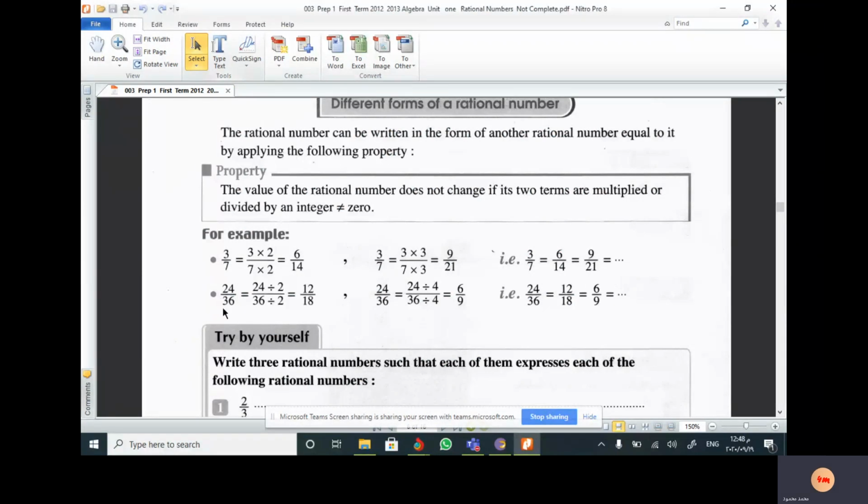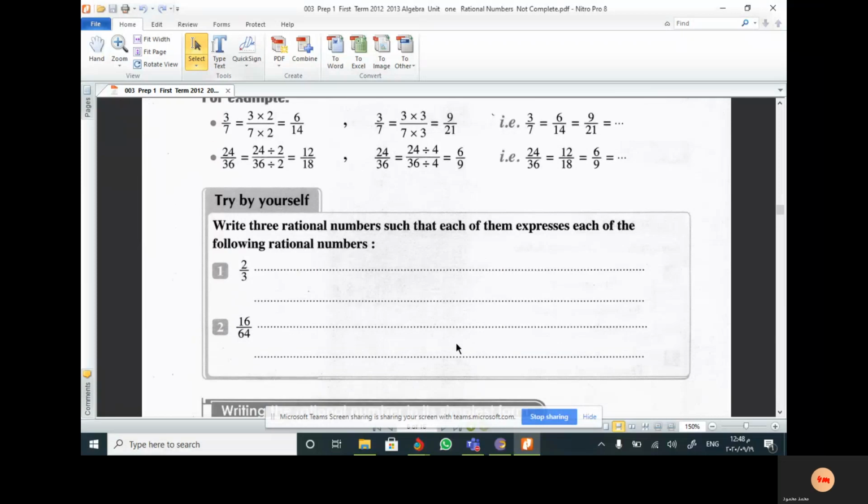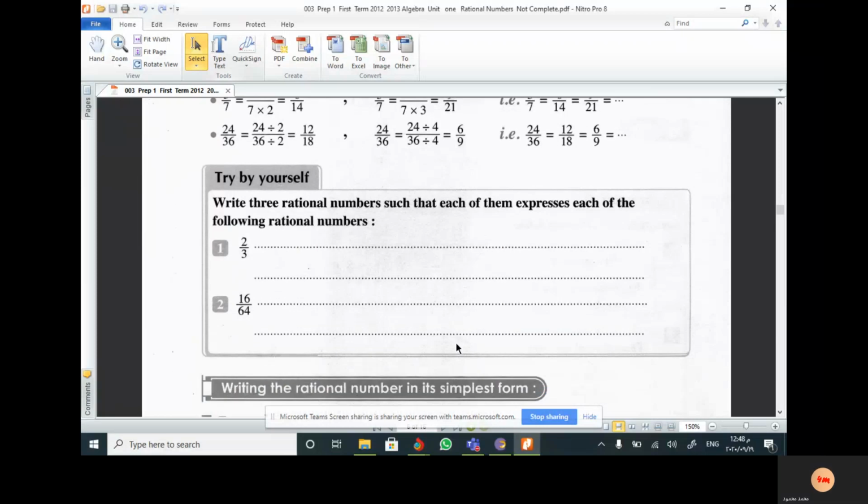24 over 36, here you will divide by 2. It will be 12 over 18. If you divide 24 over 36 by 4, you will get 6 over 9. And all of these are equal. 24 over 36 equals 12 over 18 equals 6 over 9. Write 3 rational numbers such that each of them is equal to each of the following rational numbers.